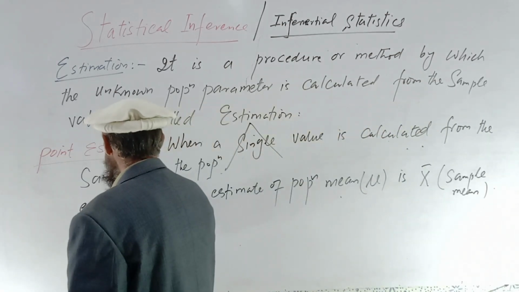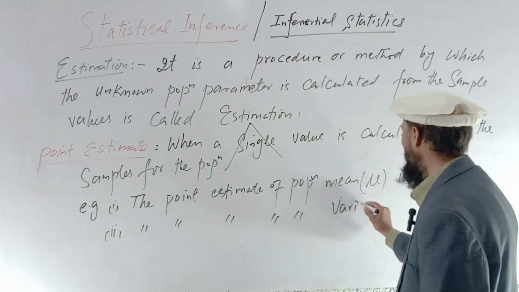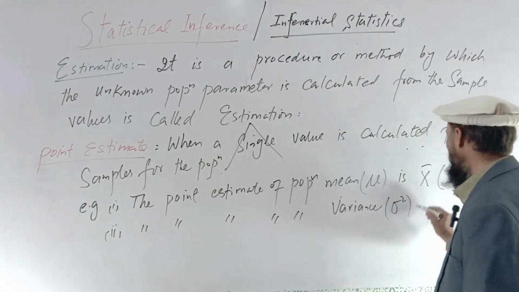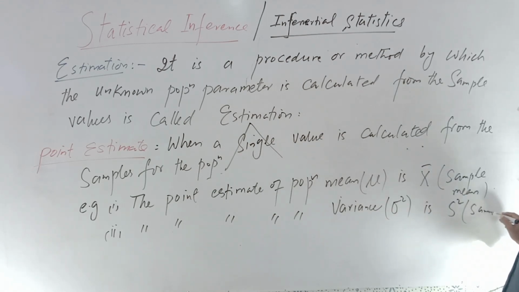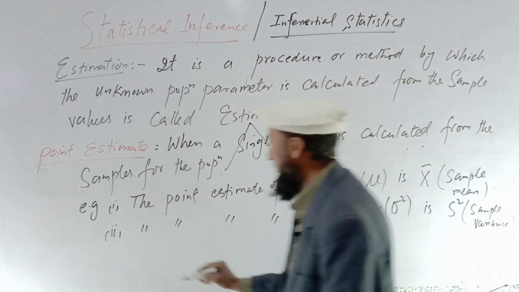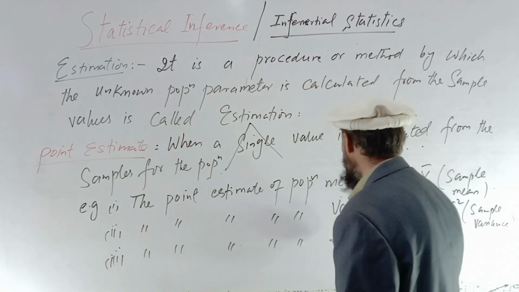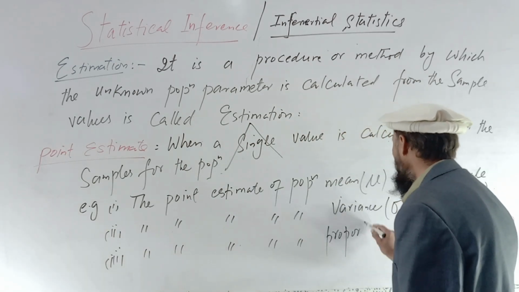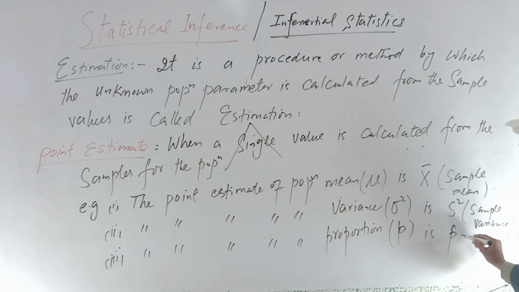Similarly, the point estimate of the population variance sigma square is S square, the sample variance, and the point estimate of the population proportion P is P hat, that is the sample proportion, etc.